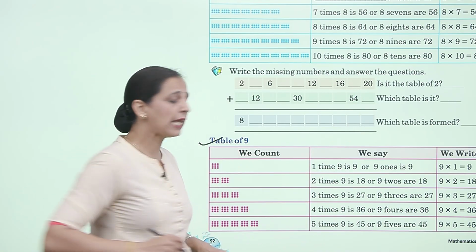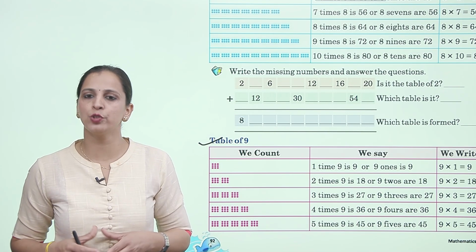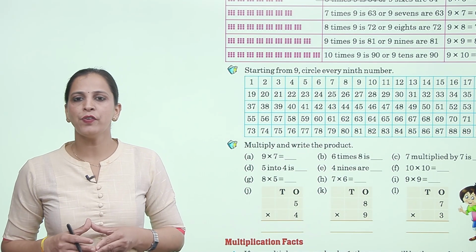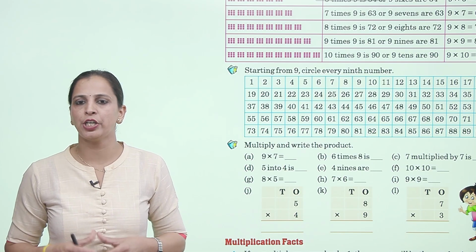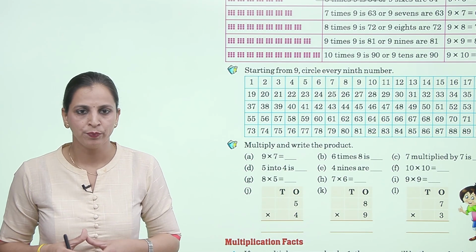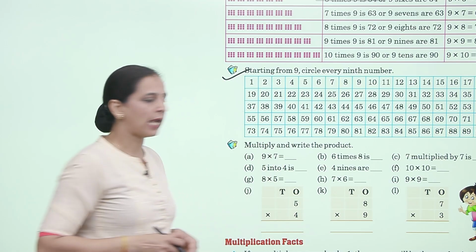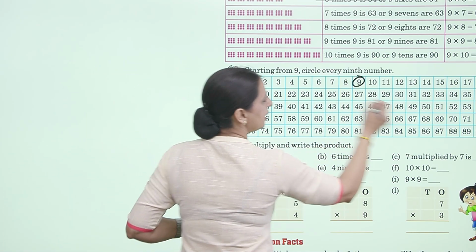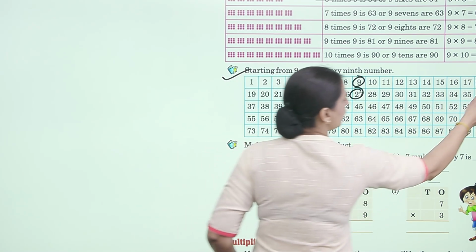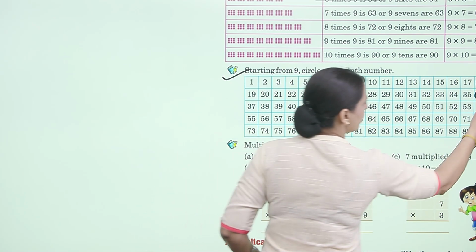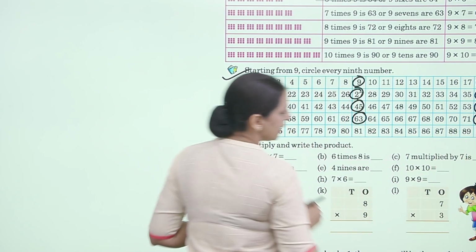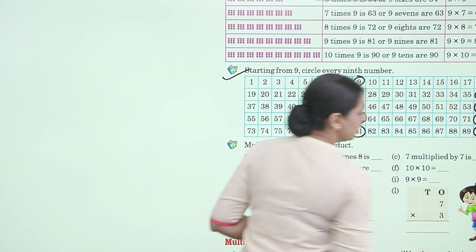Now next is table of 9. 9 1s are 9, 9 2s are 18, 9 3s are 27, 9 4s are 36, 9 5s are 45, 9 6s are 54, 9 7s are 63, 9 8s are 72, 9 9s are 81, 9 10s are 90. Now starting from 9, circle every ninth number. Now 9 1s are 9, 9 2s are 18, 9 3s are 27, 9 4s are 36, 9 5s are 45, 9 6s are 54, 9 7s are 63, 9 8s are 72, 9 9s are 81, 9 10s are 90.